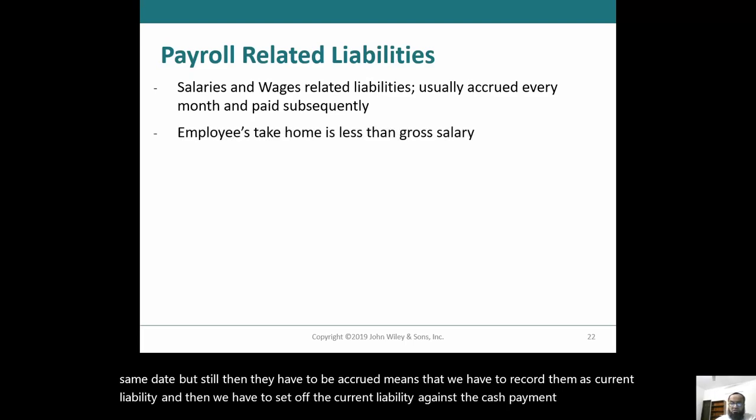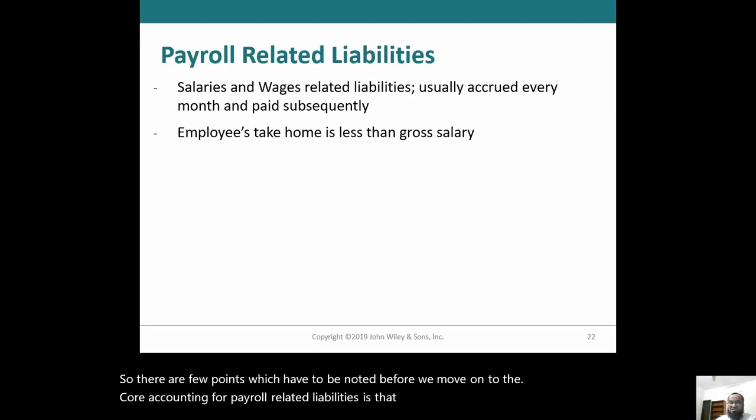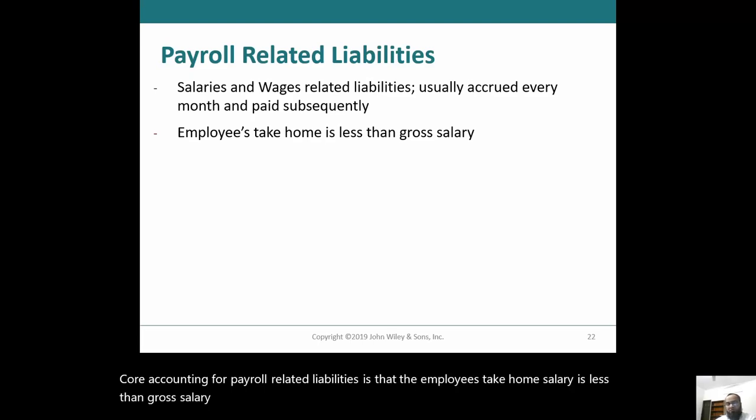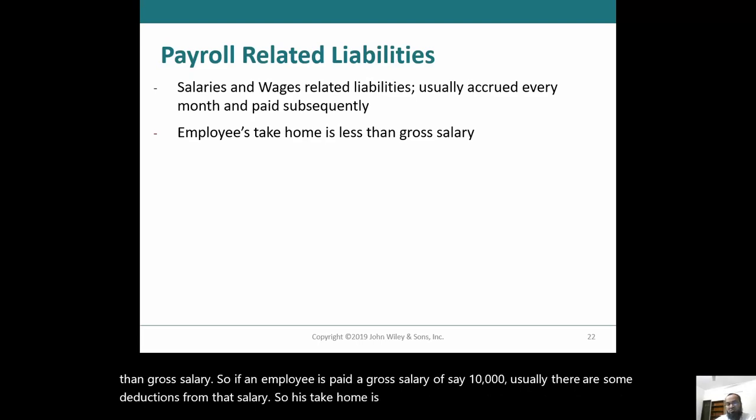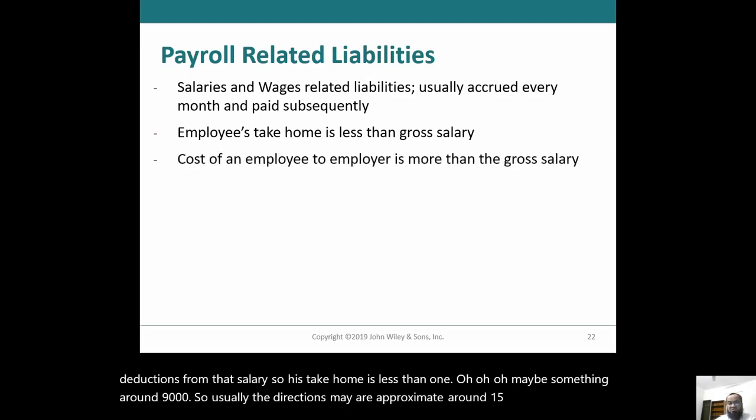There are a few points to note before we move on to the core accounting for payroll related liabilities. The employee's take home salary is less than gross salary. If an employee is paid a gross salary of say 10,000, then usually there are some deductions from that salary, so his take home is less than 10,000, maybe something around 9,000. The deductions may approximate around 15% or maybe more or less than that.